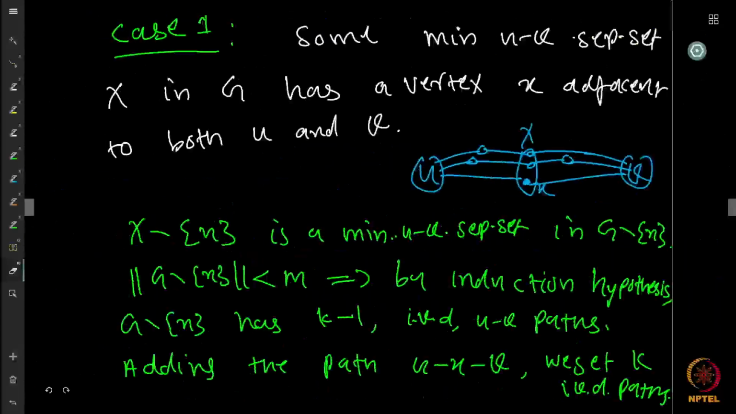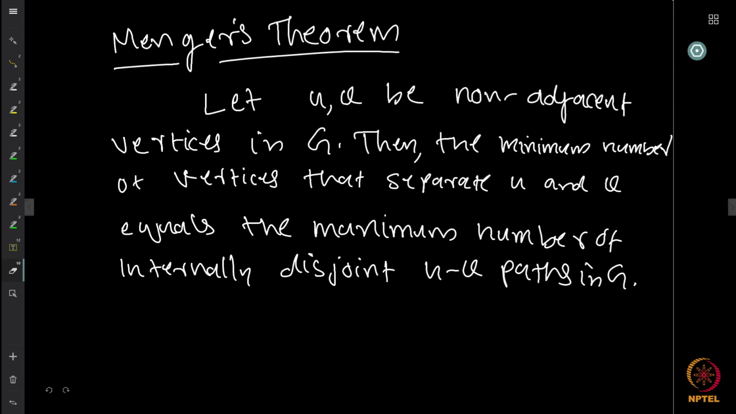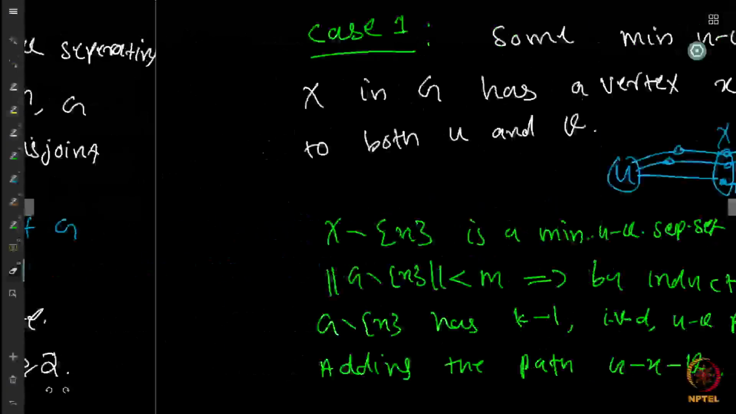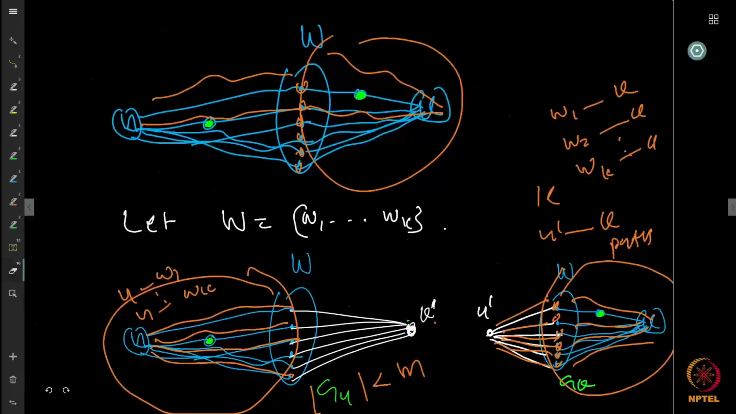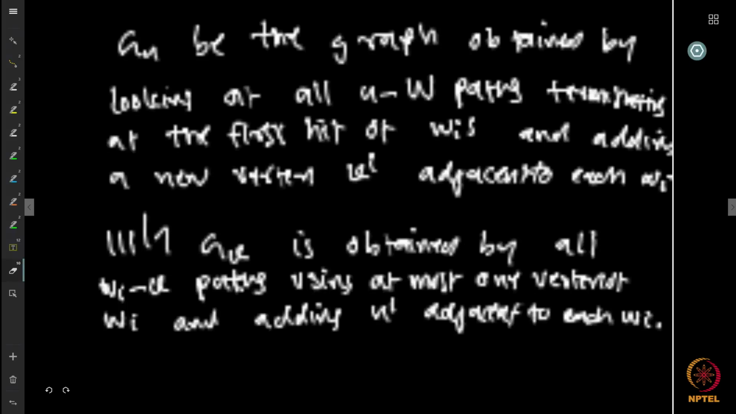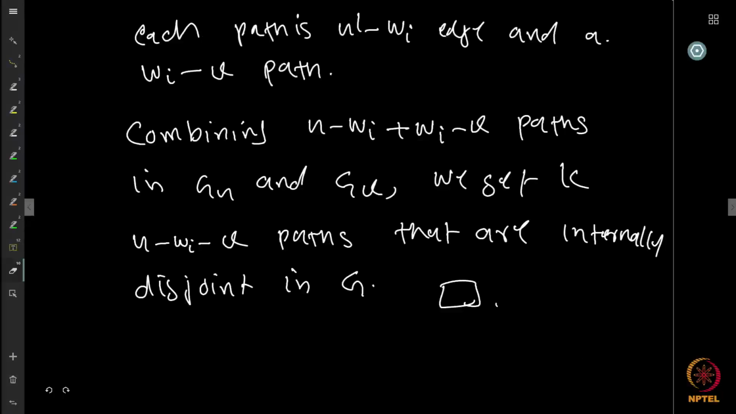So what we have proved is that if U and V are non-adjacent vertices in the graph G, then the minimum number of vertices that can separate U and V is equal to the maximum number of internally disjoint U to V paths in the graph G. Okay, this is a very, very important theorem, and we will use it now to prove some other results. Okay, some other important theorems.